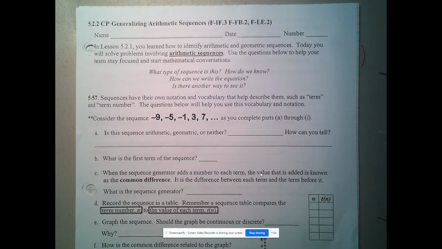All right, so the last lesson that we had was 521, where we identified arithmetic and geometric sequences. And today we're only going to look at the arithmetic ones, and we're going to look at what type of sequence is it? How do we know it's that type of sequence? And how can we write the equation? Also, is there any other way that we could be looking at the sequence?